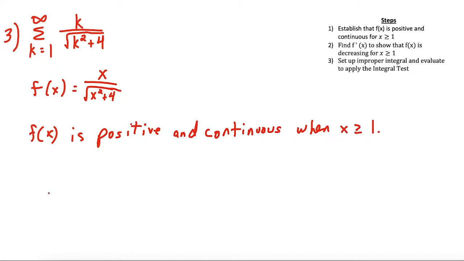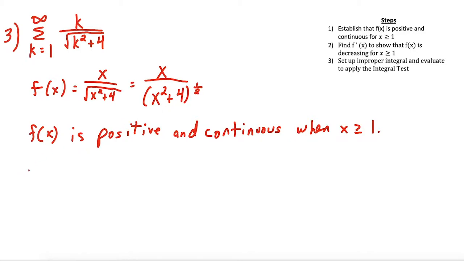So then the next thing we would need to do here is look at the first derivative and show that f of x is decreasing for x greater than or equal to 1. So what I'll do first is I'm going to rewrite this as x over, and I'm going to write this in parentheses, x squared plus 4 to the 1/2 power.